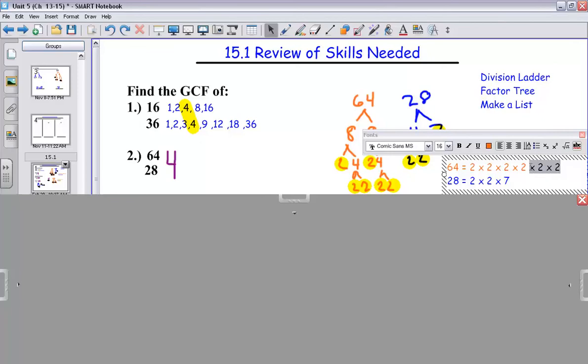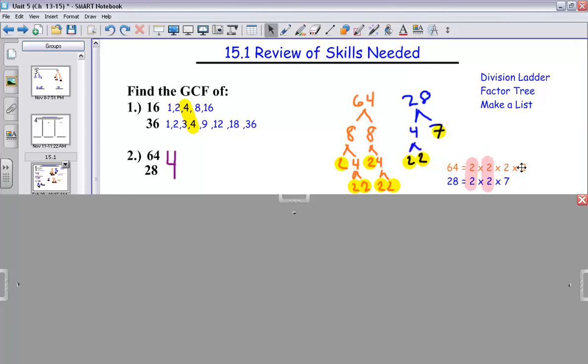Sorry, I wrote too many 2's in there. It is 2 to the 6th. The prime factorization of 28 is 2 times 2 times 7. Now the next step I do is, if 28 has two 2's and 64 has two 2's, it's like they're dancing partners. So I can highlight the 2's that are in common between 64 and 28, and this set of 2's that's in common between 64 and 28.